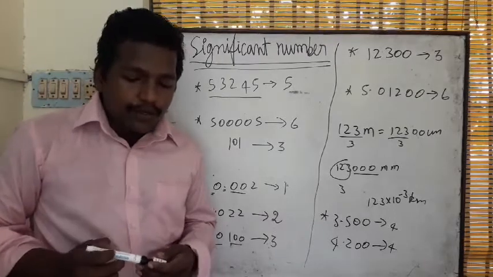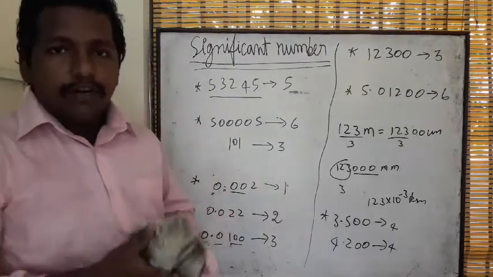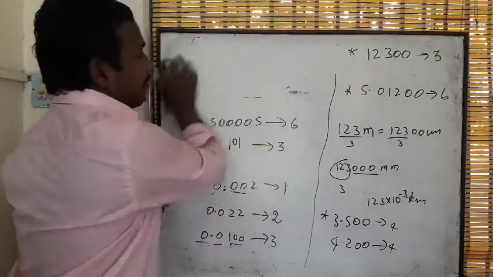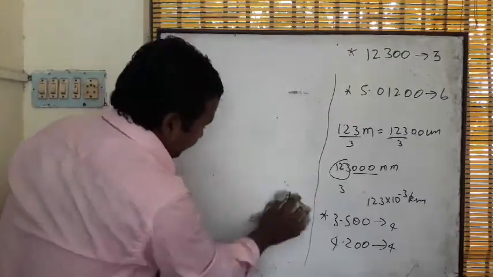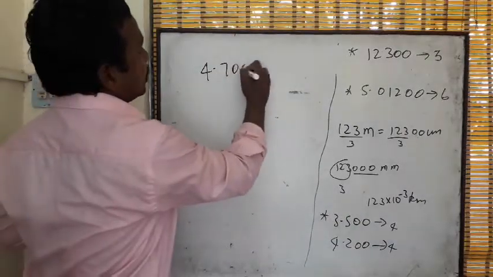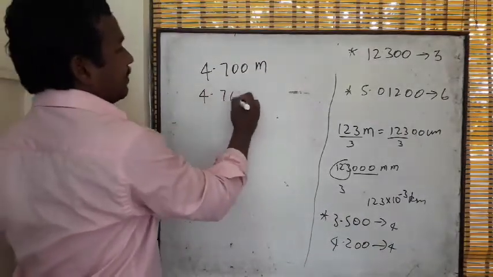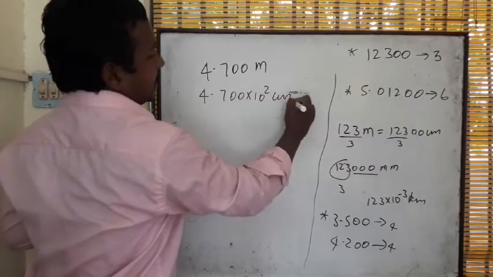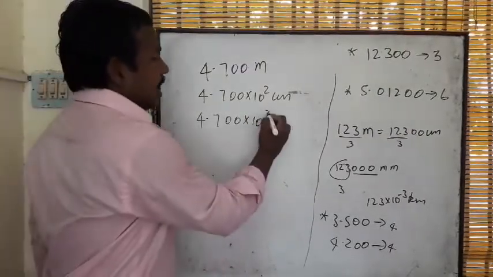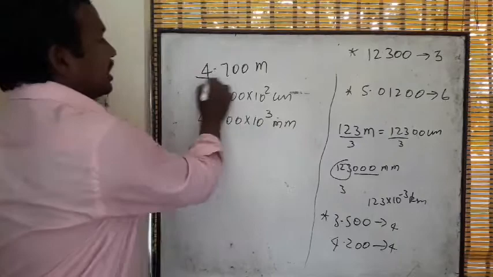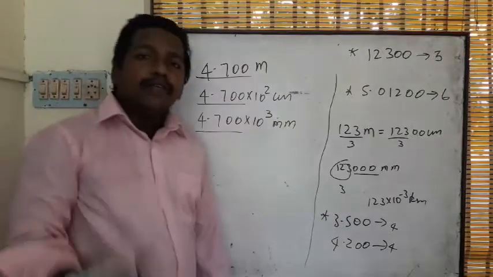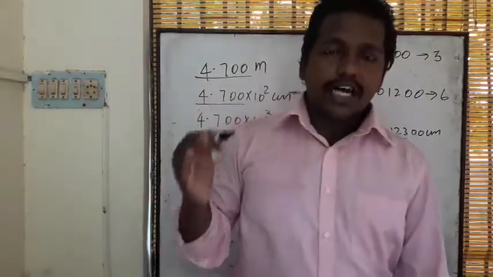Okay, so I am going to do the conversion from one unit to another unit, and then check whether our significant number is going to be affected or not with the power of 10. See here, in case 4.700 meter, the same thing we can write as 4.700 into 10 power 2 centimeter. It's 4.700 into 10 power 3 millimeter. So here also the significant figures are 4, 4, 4. Even if you convert the unit, it's not going to affect the significant figure.